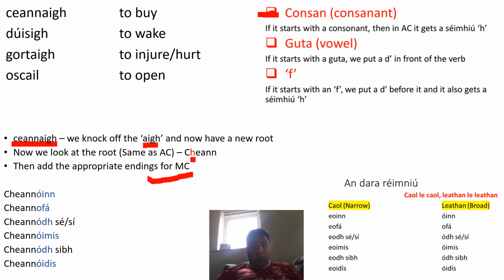Alright, so cian, the last vowel is a, so that's broad. So then we look down along here and we add our endings. So cianfainn, cianfá, cianfadh sé, cianfaimis, cianfadh sibh, cianfaidís. Okay, so if you won the national lottery, or if I won the national lottery, cianfainn teach nua, I would buy a new house. Okay, so I would buy.